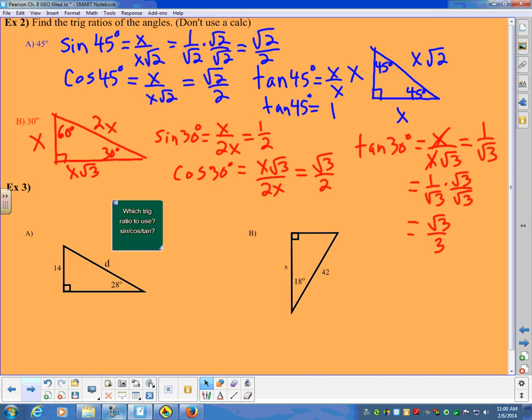So what I'm going to do is set up my trig ratio as sine of 28 degrees equals what over what? 14 over D. Now, I'm going to do something with my left-hand side of this equation. I'm going to put it over 1. I'm trying to connect this to last chapter. What do we call this equation? It's a proportion, yes. It is a proportion.